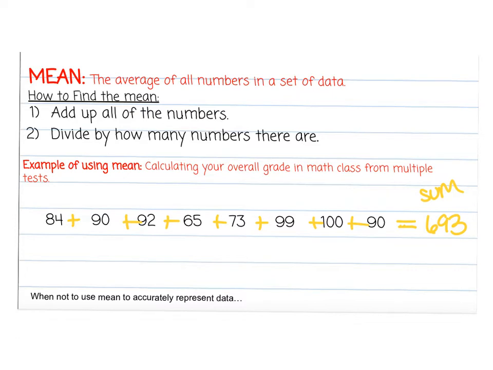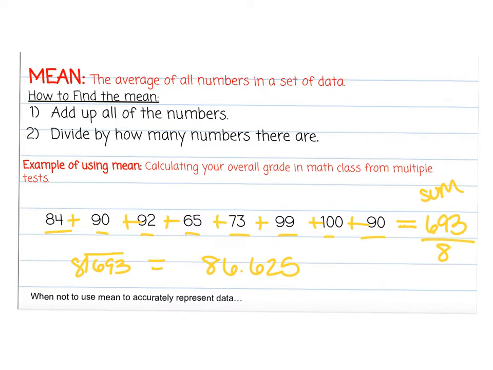So what I'm going to do then to find the mean or the average is divide that by how many numbers I added together. I added 1, 2, 3, 4, 5, 6, 7, 8 of them. So I'm going to do 693 divided by 8. And if you don't have a calculator, you could do long division, 693 divided by 8. And what I get is 86 and 625 thousandths.